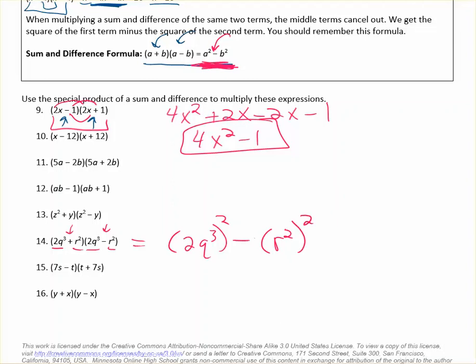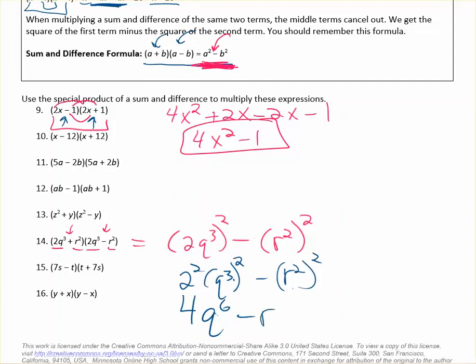This is crazy looking. So when I square 2q to the third power, I have to square the 2, and I have to square the q cubed. And the other one is a little easier. This is just r squared to the second power. So 2 squared is 4. Q to the third power raised to the second power. The rule is when you raise a power to a power, you multiply the exponents. So it's 4q to the 6th minus r to the 4th, because I have to multiply 2 times 2, and I get my answer for number 14.